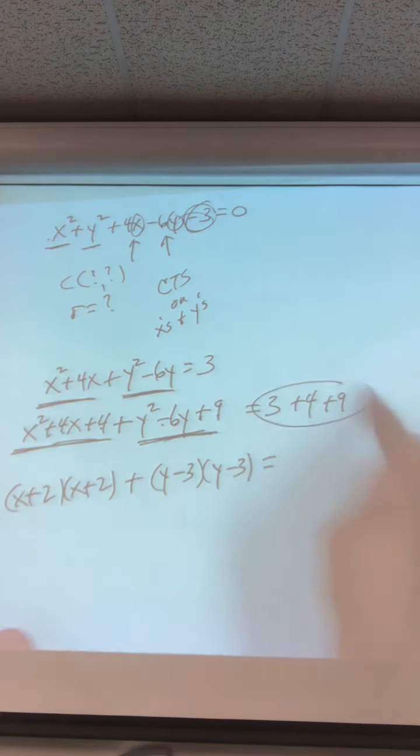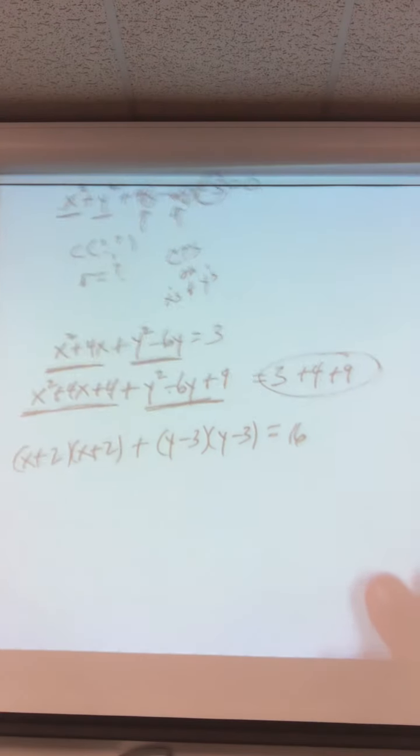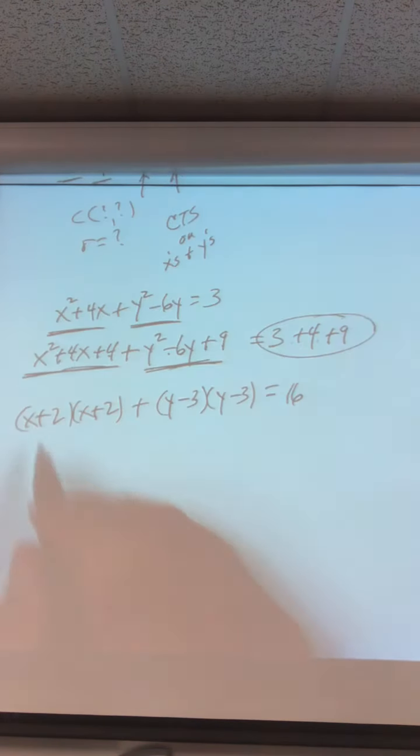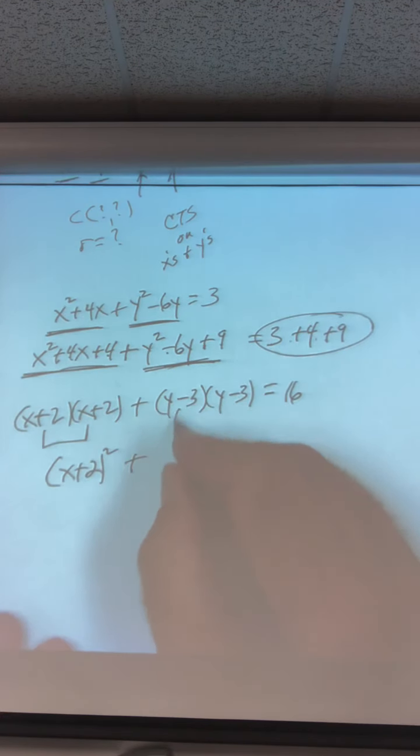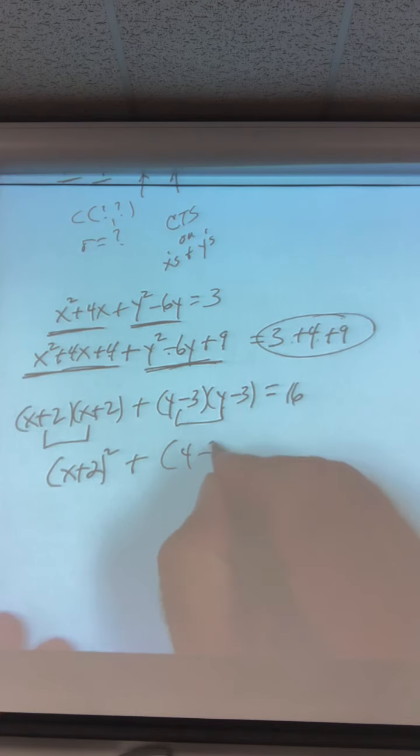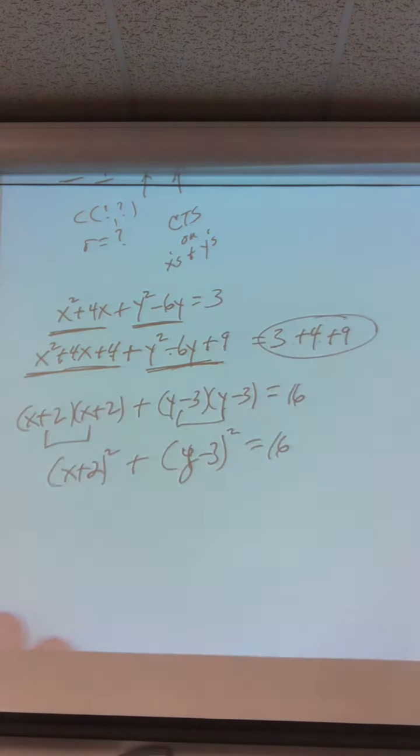Now let's simplify the right side. 3 plus 4 is 7. 7 plus 9 is 16. Now if you remember when we were completing the square, we wrote this as x plus 2 squared. We wrote this as y minus 3 squared equals 16.